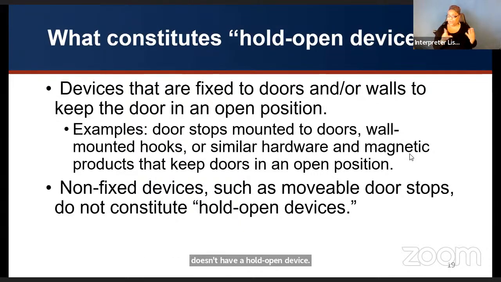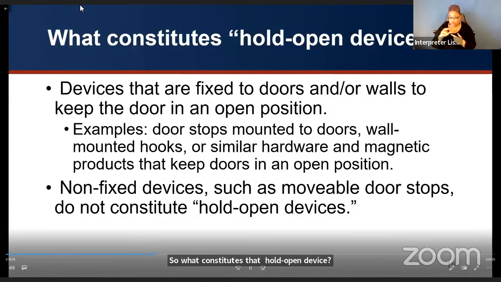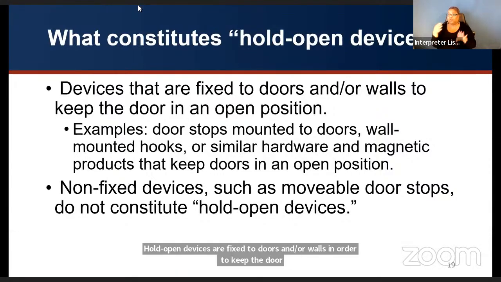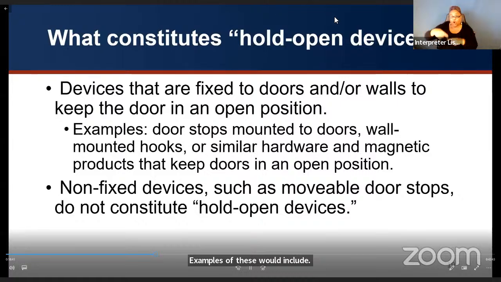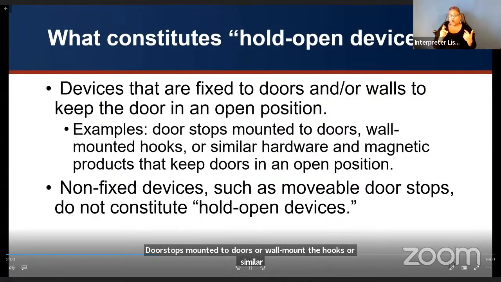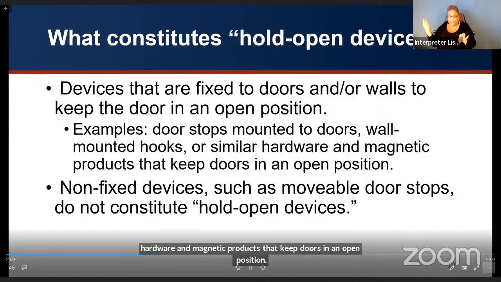Hold open devices are fixed to doors and or walls in order to keep the door in an open position. An example of these would include door stops mounted to doors or wall mounted hooks or similar hardware and magnetic products that keep doors in an open position. Non-fixed devices, such as movable door stops, do not constitute hold open devices.